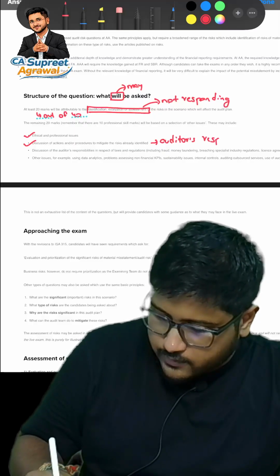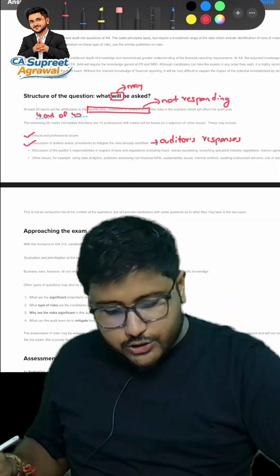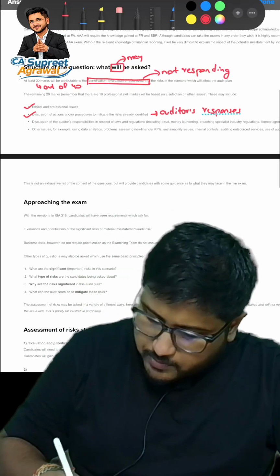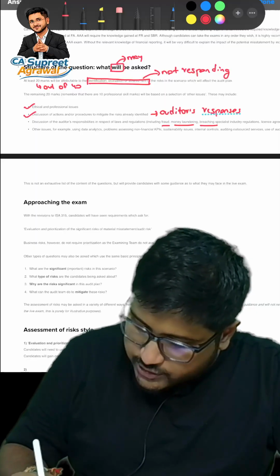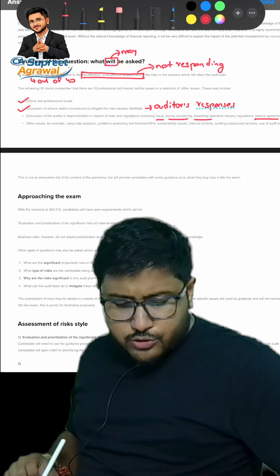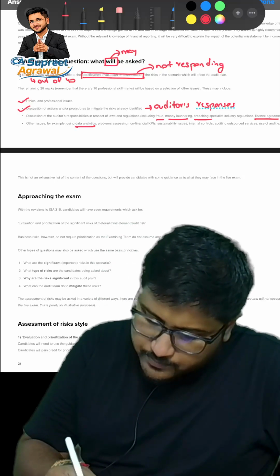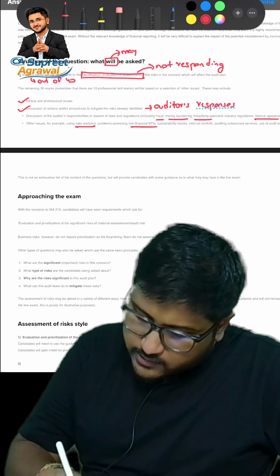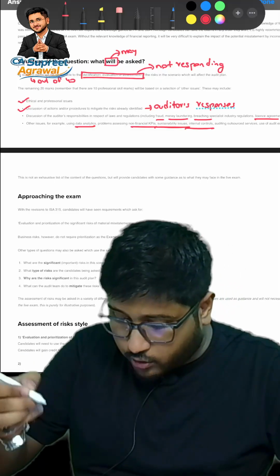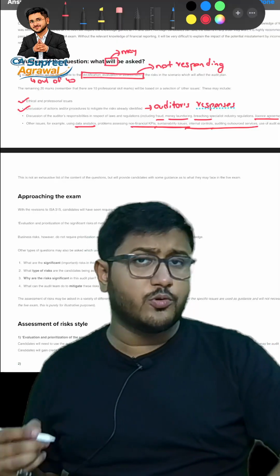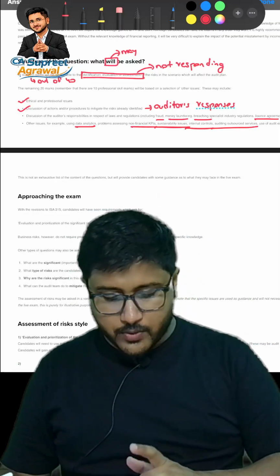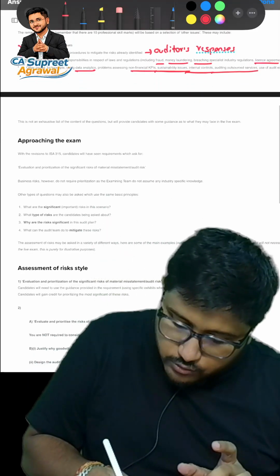Could be asked. Or there could be discussion of the auditor's responsibilities in respect of laws and regulations. So there could be fraud, money laundering, breach of industry regulations, licensing arrangements. Now other issues, for example, using data analytics could be there. Non-financial KPIs, sustainability issues, internal control issues, internal audit issues, audit outsourcing work issues, service organization issues could also be there, right?